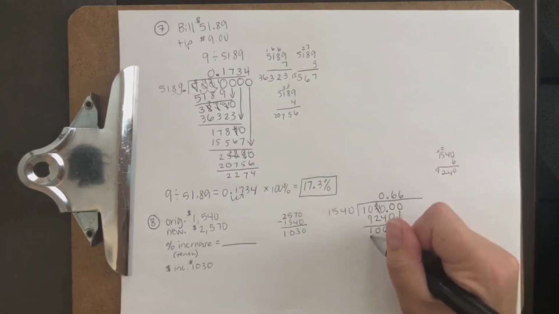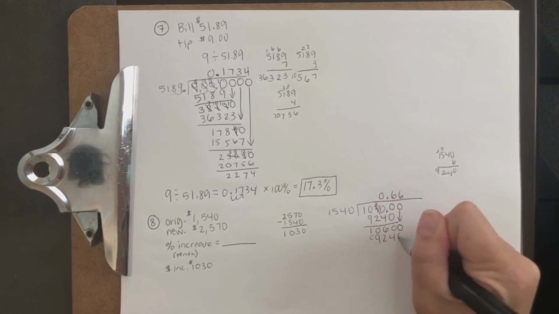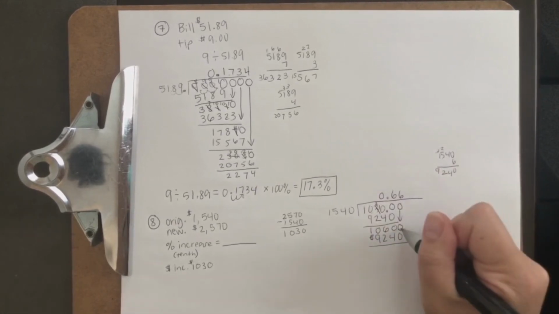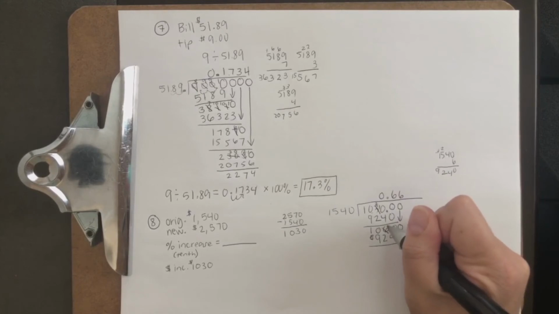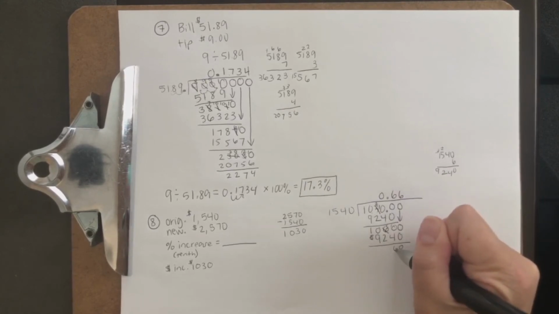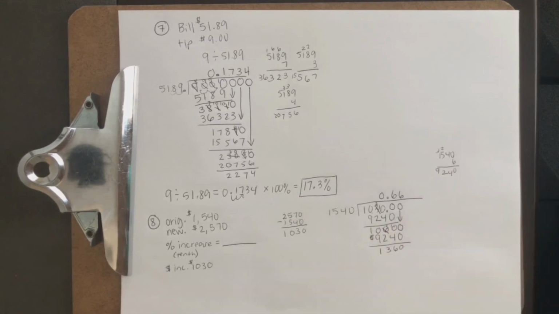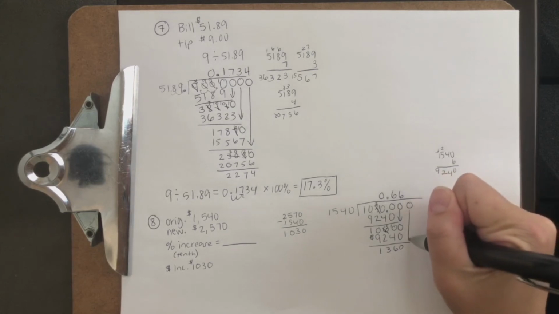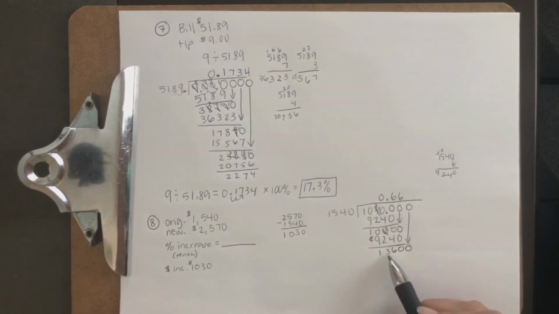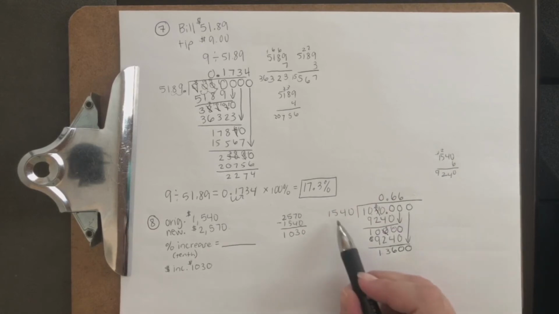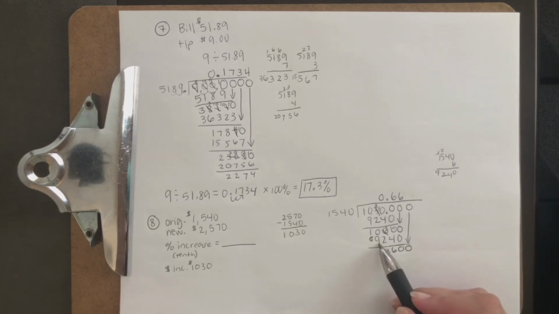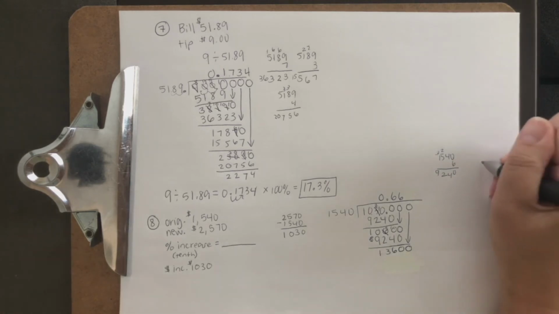6 times 1,540 is 9240. 0 minus 0 is 0. I need to borrow. 10 minus 4 is 6. 5 minus 2 is 3. And 10 minus 9 is 1. Let's put another 0, bring it down. Okay, this is about 13,000, 1,500. So 1,500 times 6 is about 9,000. So plus another 2, 8 would be 12. So let's try 8.